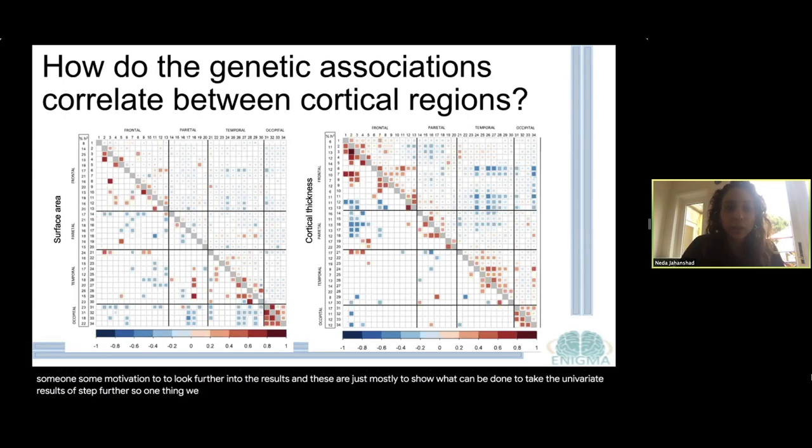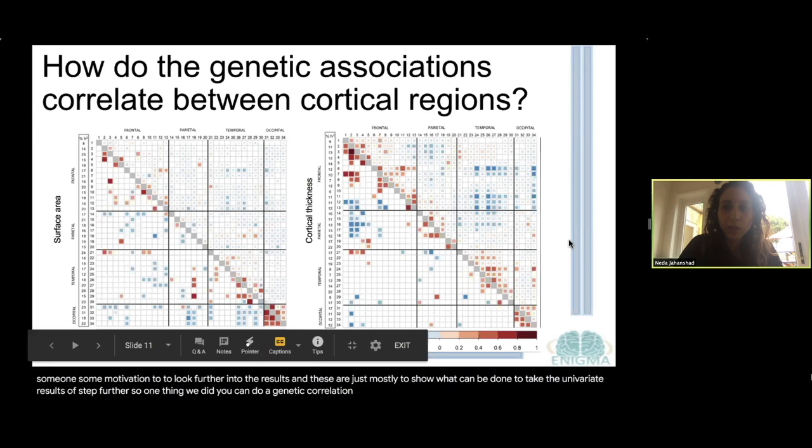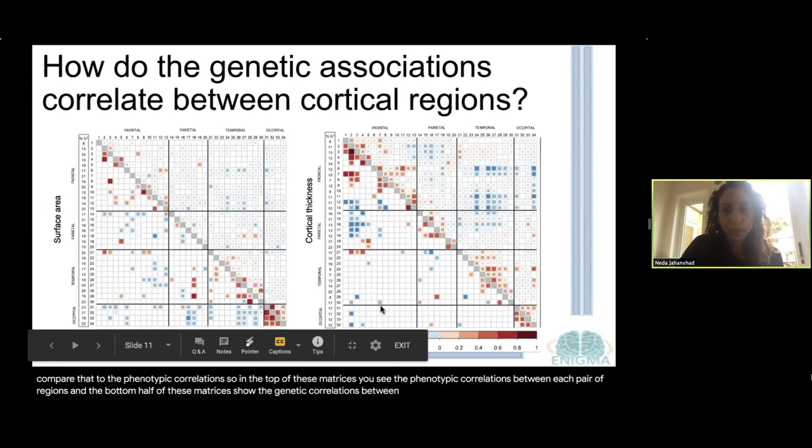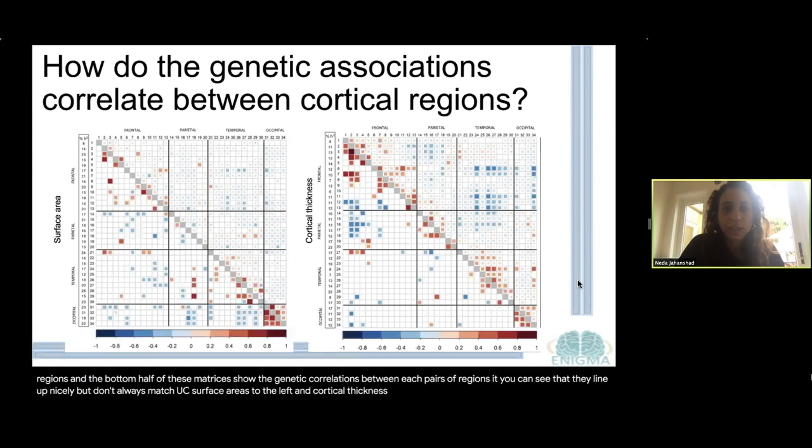One thing we did: you can do a genetic correlation between each pair of regions for each of the traits and compare that to the phenotypic correlations. In the top of these matrices, you see the phenotypic correlations between each pair of regions. And the bottom half of these matrices show the genetic correlations between each pair of regions. You can see that they line up nicely, but don't always match. You see surface areas to the left and cortical thickness to the right.